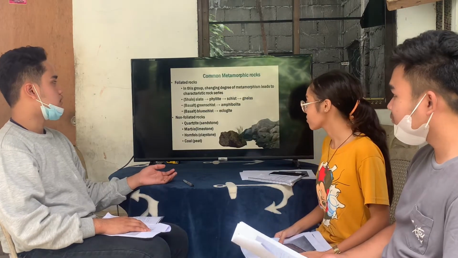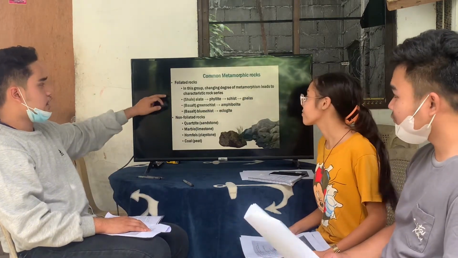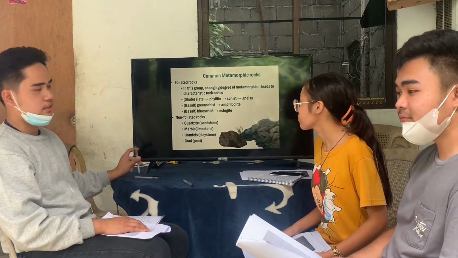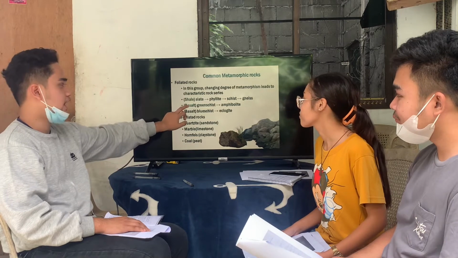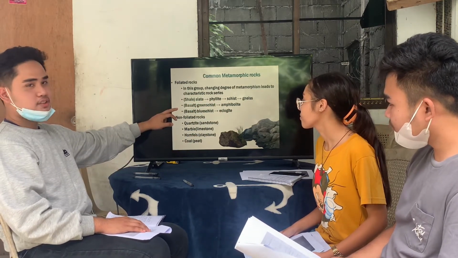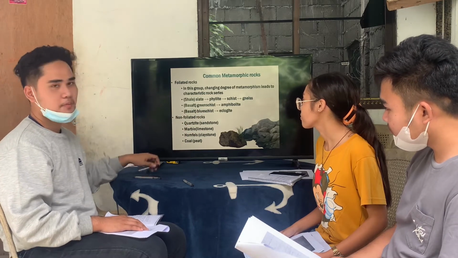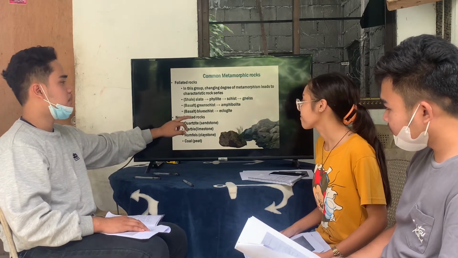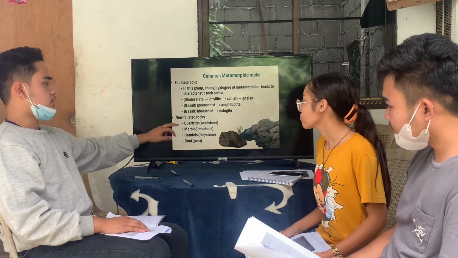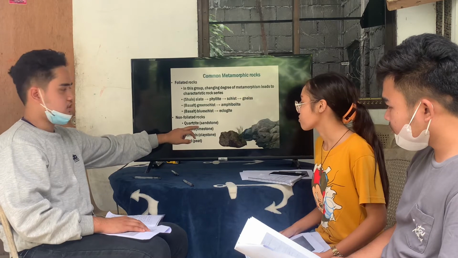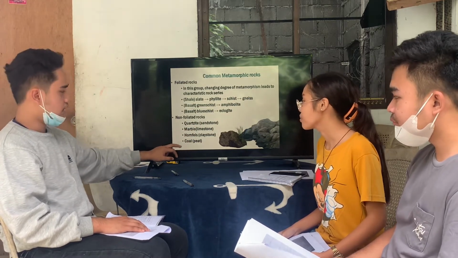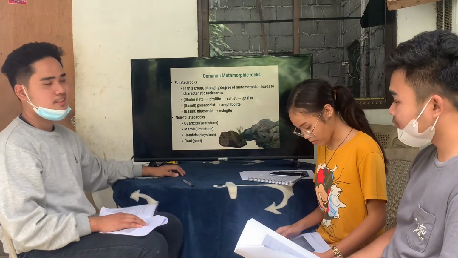Common metamorphic rocks. Foliated rocks: in this group, changing degree of metamorphism leads to a characteristic rock series. We have shale, slate, phyllite, schist, and gneiss. We have basalt, greenschist, and amphibolite. We have basalt, blueschist, and eclogite. Non-foliated rocks: we have quartzite, sandstone, marble, limestone, hornfels, and coal.